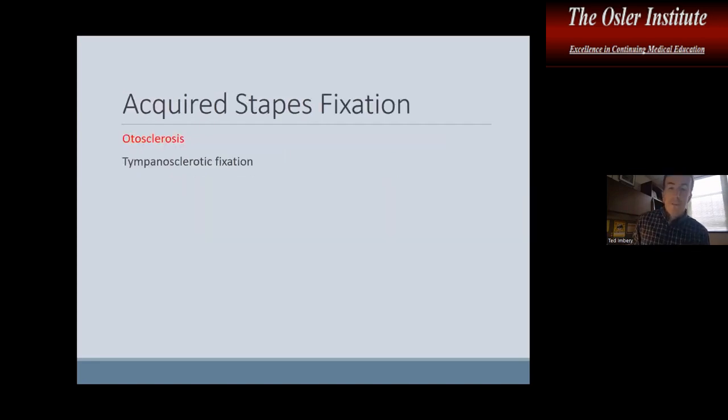So acquired stapes fixation, most of what we're going to deal with is otosclerosis, but this can oftentimes also occur in chronic ear disease related to severe tympanosclerosis causing fixation. But otosclerosis is very high yield, so what we'll be covering here in the next few slides is important to understand.